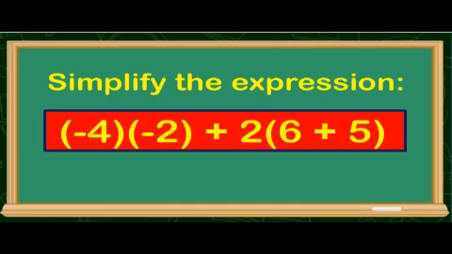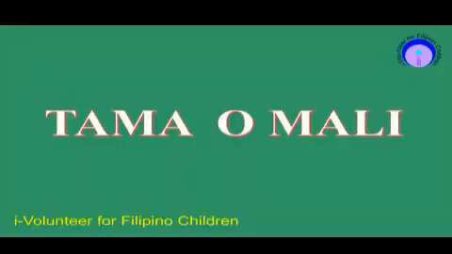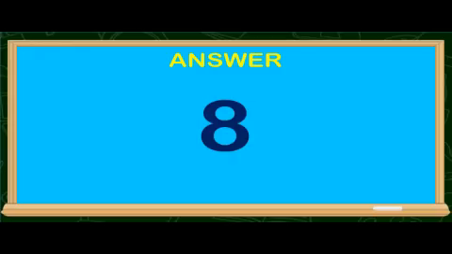Tama o mali? 4 times negative 2 plus 2, 6 plus 5. 6 plus 5 is equal to 11. And negative 4 times negative 2 is equal to positive 8. So 2 times 11 is equal to 22 plus 8 is equal to 30. Tama o mali?